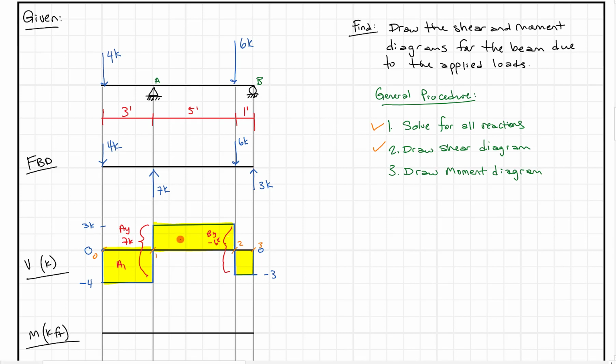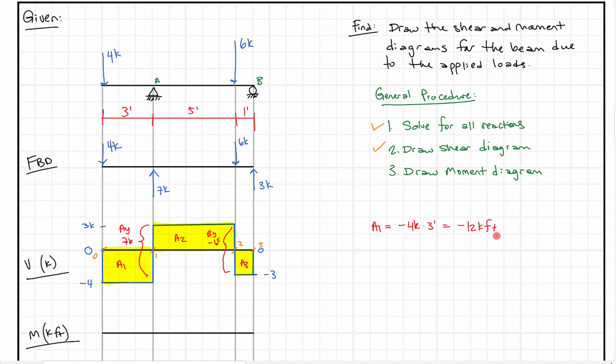So I'm just going to call this A1, this A2, and this A3, right? What we need to do is find areas. When we're integrating, we're just solving for an area. So A1 equals -4 kips, that's the height of this rectangle, times the distance of 3 feet. So -4 kips times 3 feet. What's that? Well, it's -12 kip feet, right?